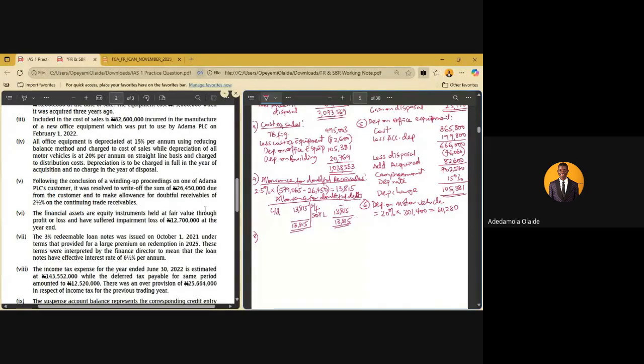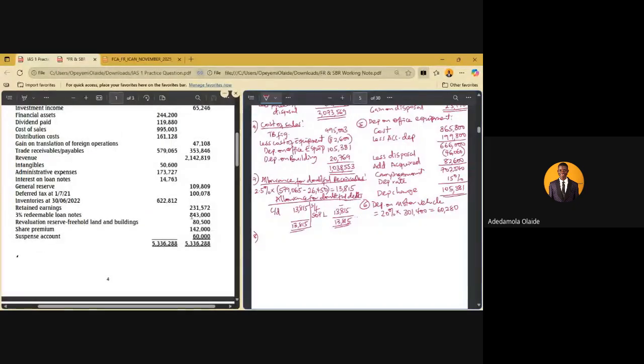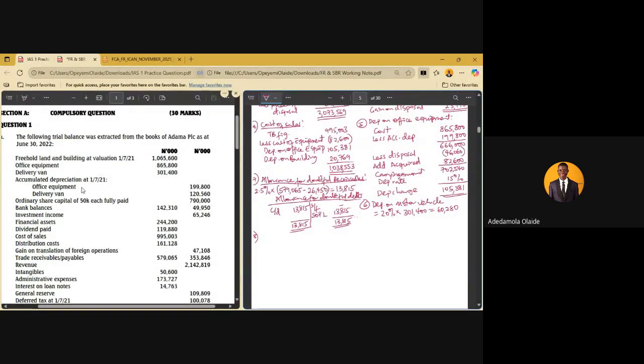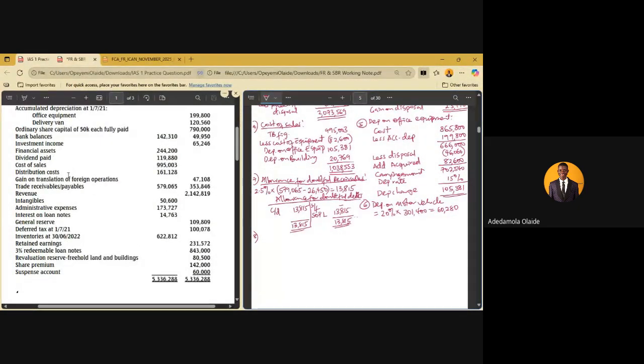We have the financial assets are equity instruments held at fair value through profit or loss and have suffered impairment loss of 12,700 at the year end. For those of us that have done financial instruments, IFRS 9, will understand that the impairment loss will be charged as an expense in the statement of profit or loss. So no issue. The only thing is that we come here and look at the financial assets 224,200 and say financial assets.